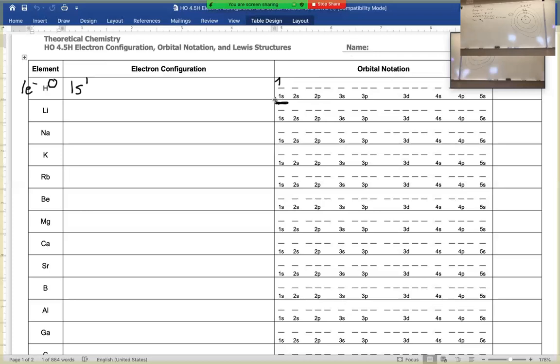Sodium. How many protons for sodium? Wait, how many did you say? Did you say it and I missed it? Oh, I think it's far left.